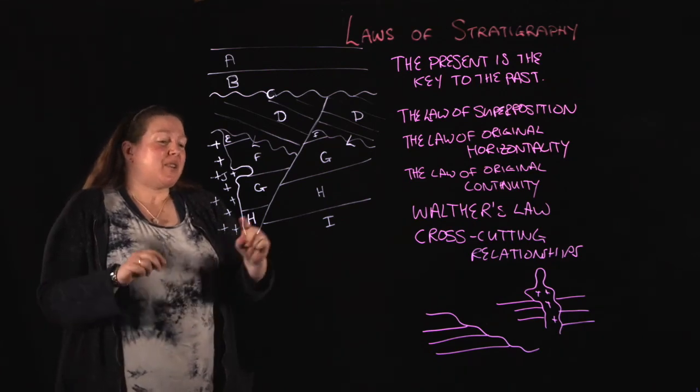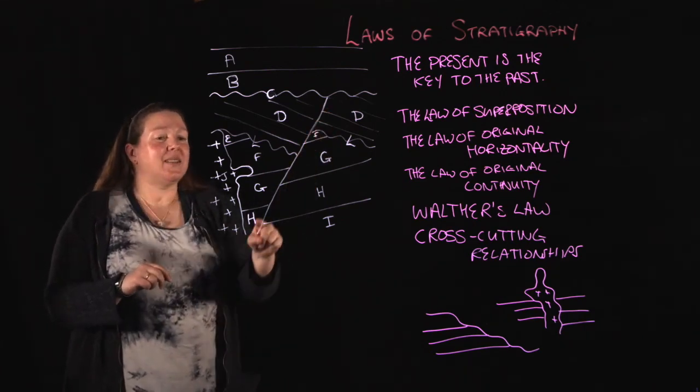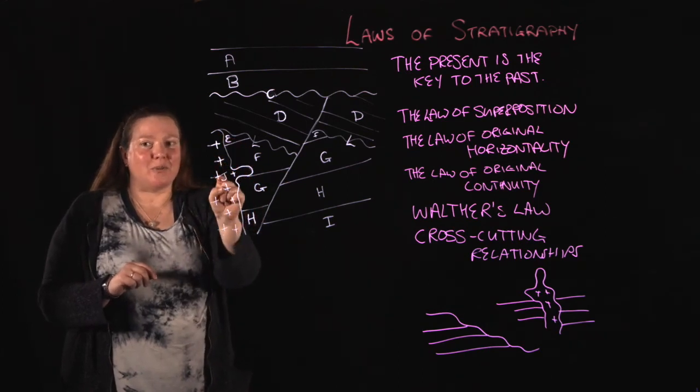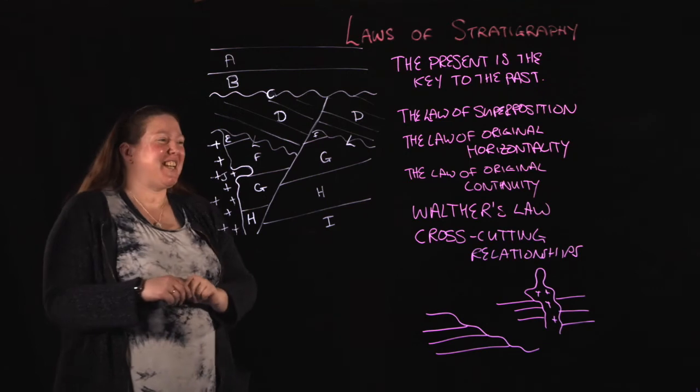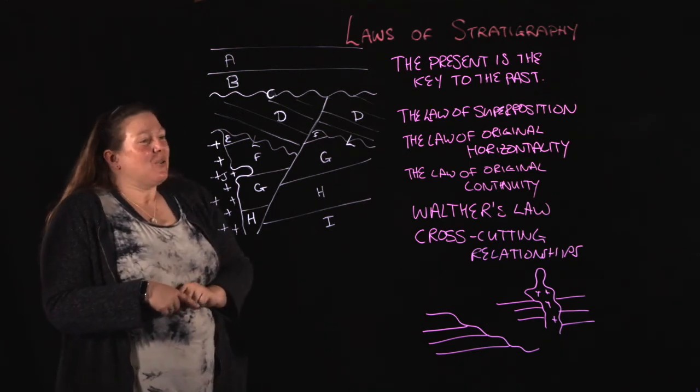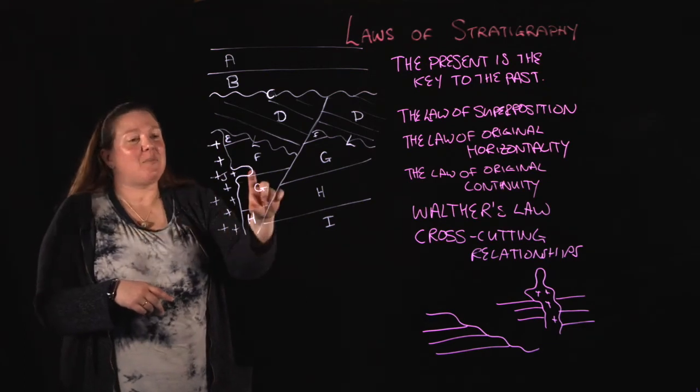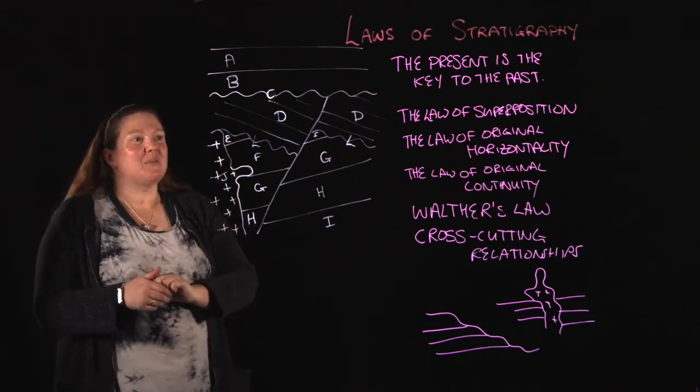They are also cross-cut by this fault, and they are also cross-cut by this intrusion, which is marked with little plus symbols, unit J. The law of original continuity tells us that these units should continue, so they are being cross-cut and truncated by our intrusion.